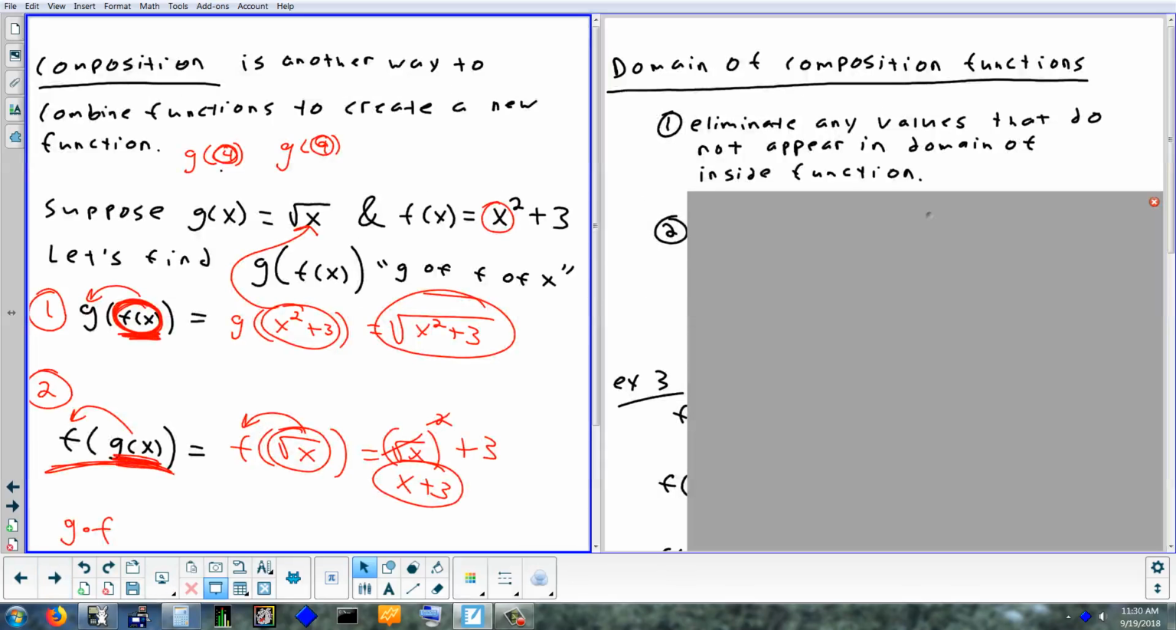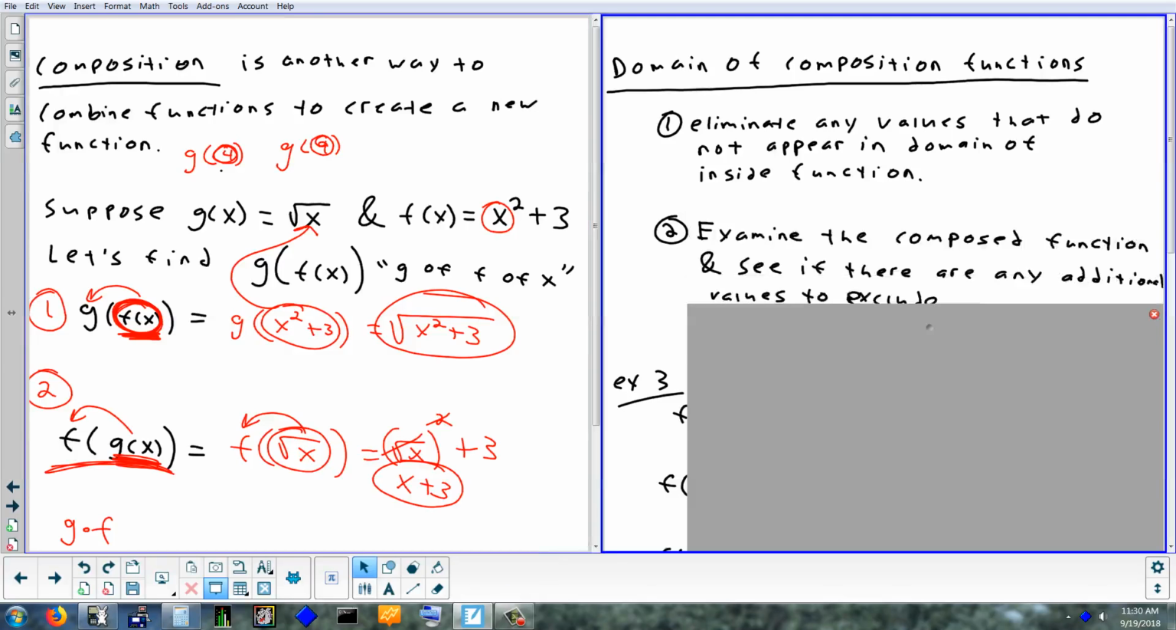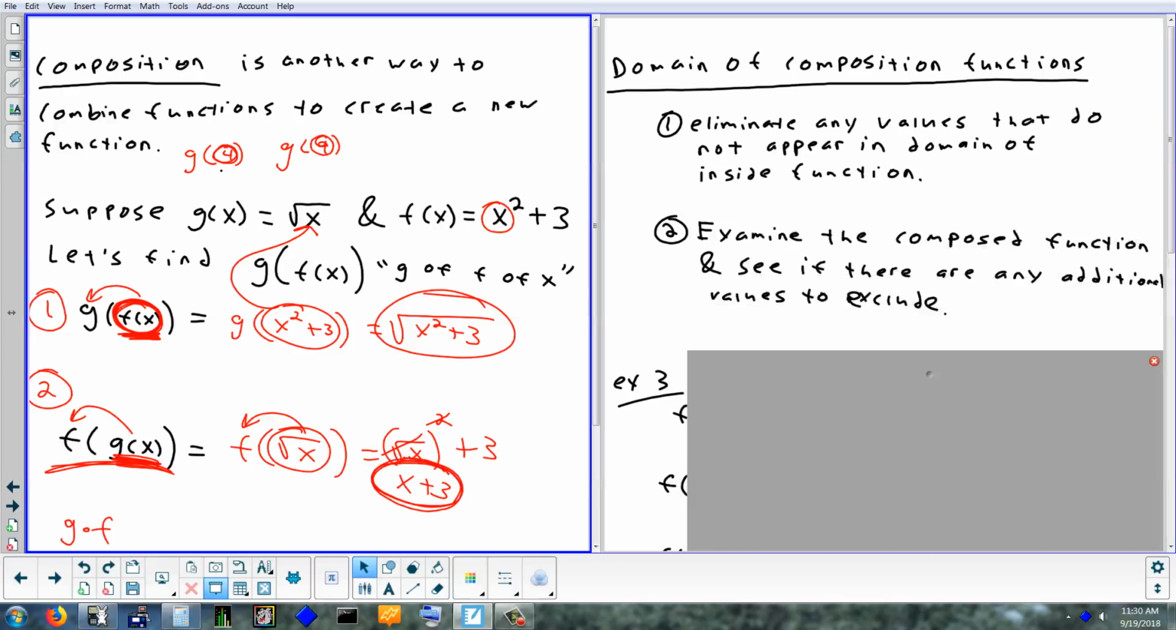If the inside function is a square root, you're going to be ruling out some numbers. If the inside function is a fraction with a variable in the bottom, you're going to have to rule out some numbers. So we just keep that in our mind: okay, we can't use these values so far. Then we check the final answer. Are there any other values that we can't use?